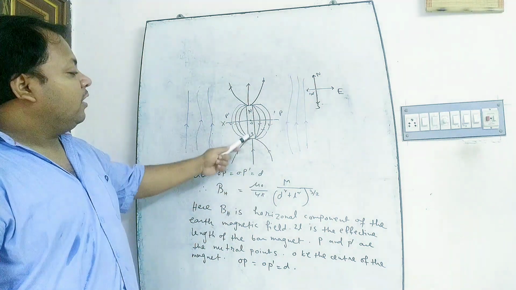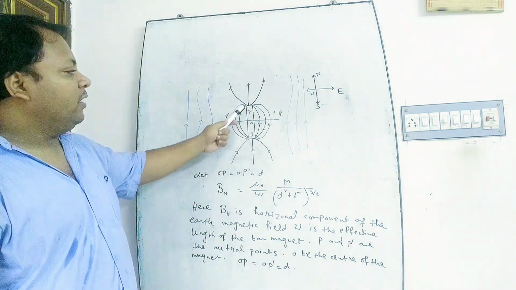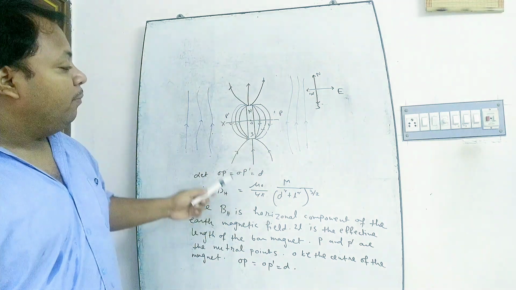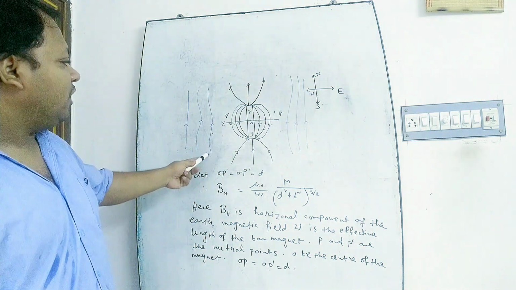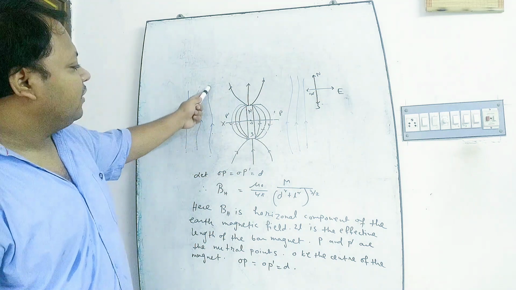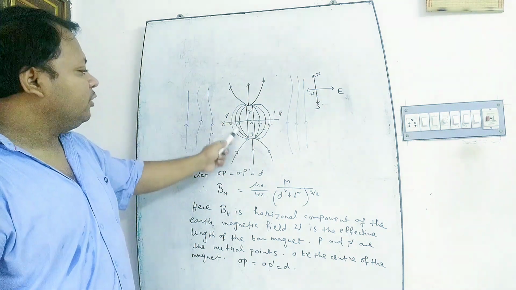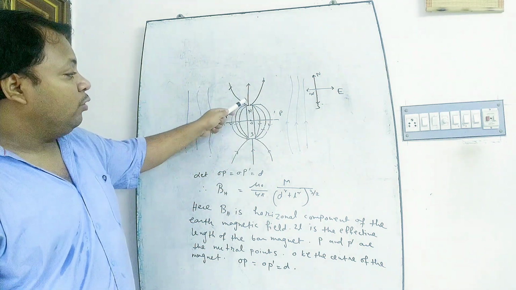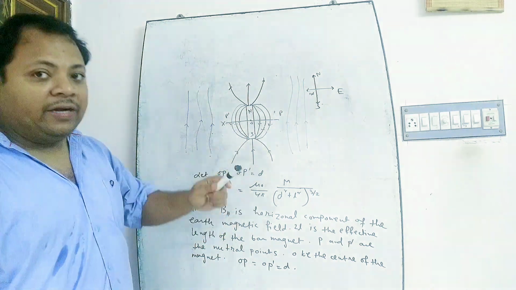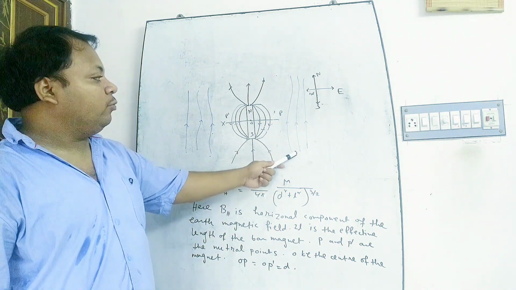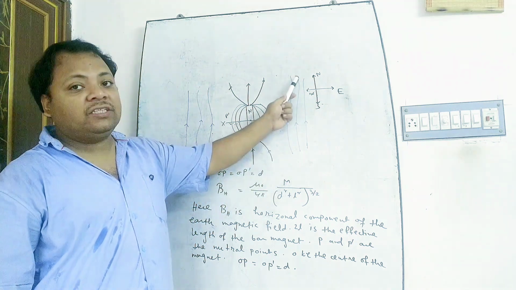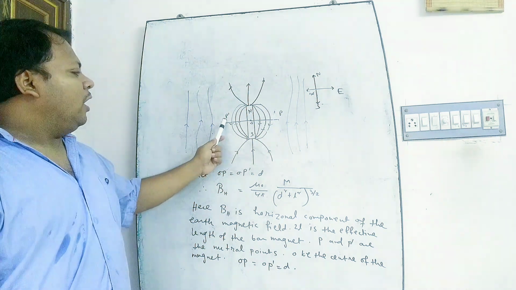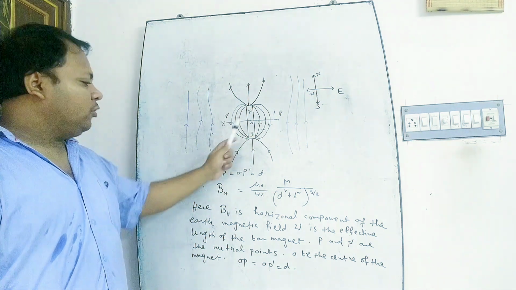You know that the magnetic lines of force of the bar magnet start from the north pole and end at the south pole, and the earth's magnetic lines of force start from the south pole and end at the north pole. That is opposite to the bar magnet. That's why we get 2 neutral points on the perpendicular bisector of the magnet.